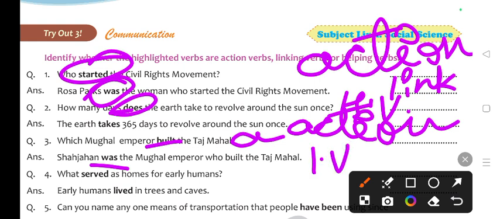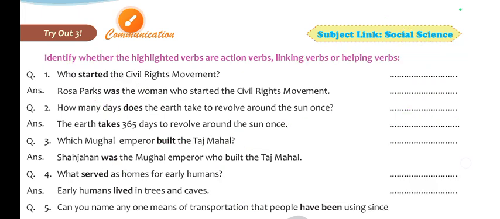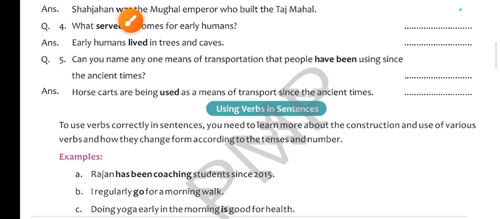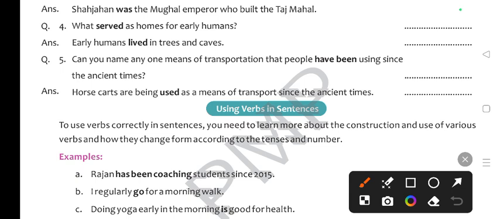Next, what served as homes for early humans? What served? This is what? Action verb. Alright. So here it is an action verb. Early humans lived in trees and caves. So again it's an action verb. They are living there.